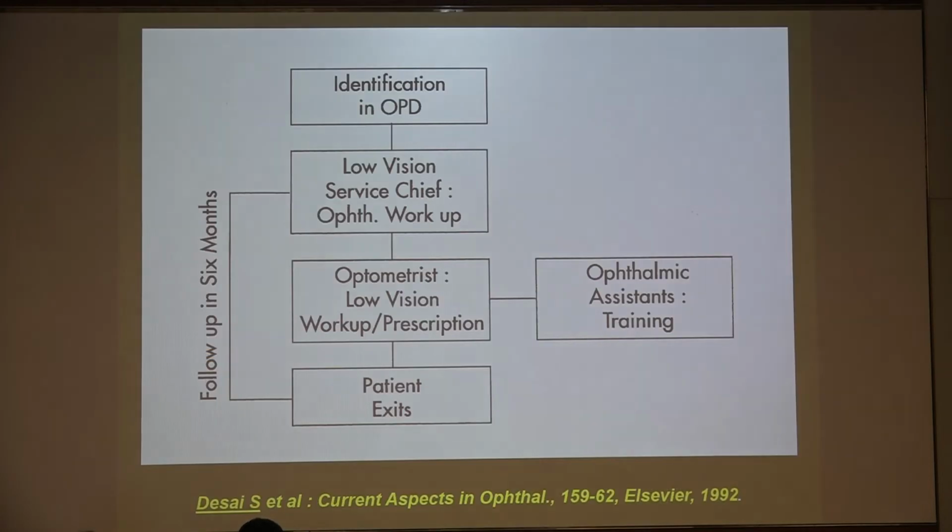And in one of the studies conducted by our chief instructor, this is the usual workflow which we follow in our clinic. A patient is first identified as low vision, and then sent to the low vision service chief for ophthalmic workup, and then to the optometrist for low vision workup and prescription. Along with that, an ophthalmic assistant is also posted for training purposes. And then the patient is followed up every 6 months to see how he is improving or how he is adapting to the low vision device.